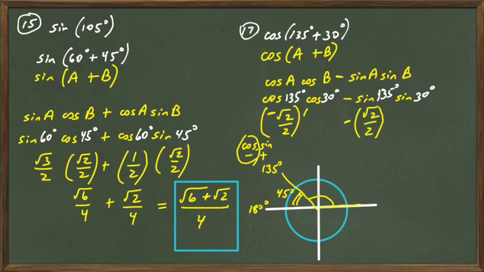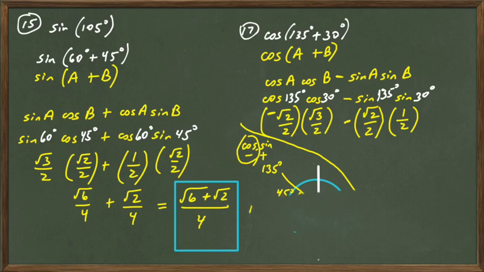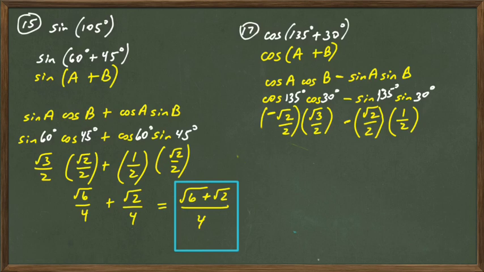Okay, the cosine of 30 degrees. Does anybody know? Good. And the sine of 30 degrees. 1/2. So this gives me top times top, bottom times bottom. What would I have? Negative radical 6 over 4 minus radical 2 over 4.